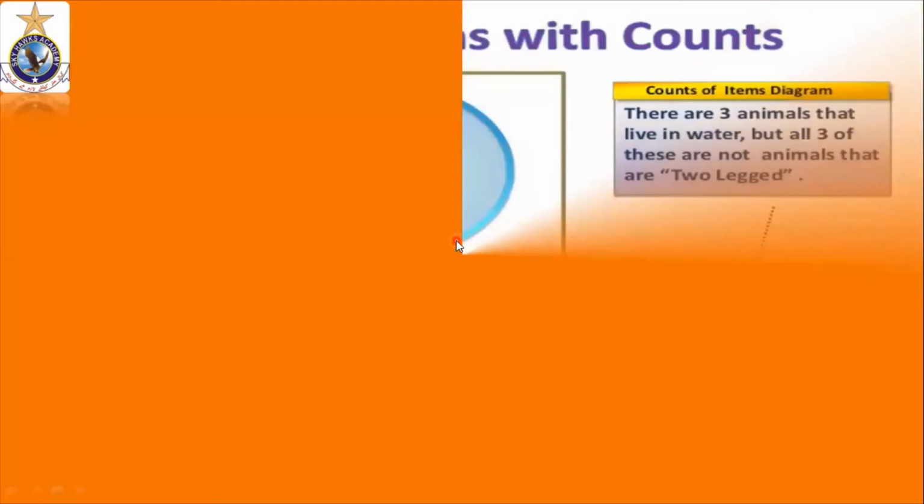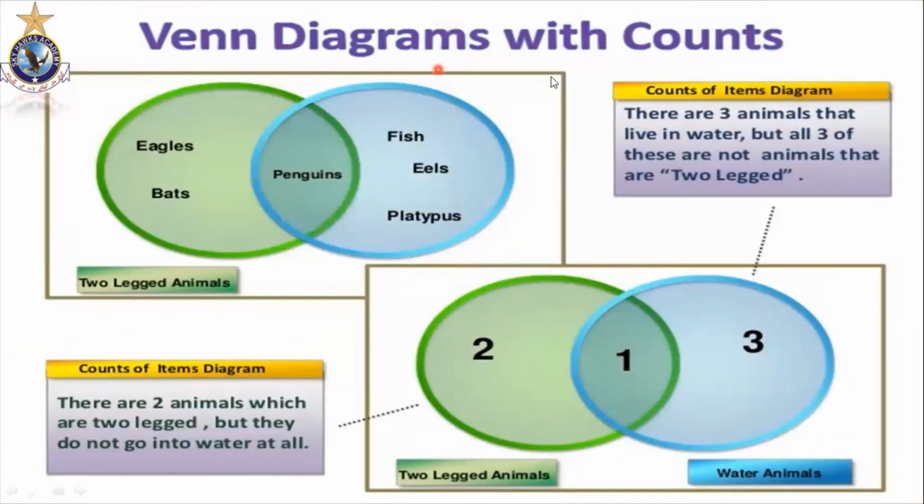So let's see, the next is the Venn diagram with counts. Now we are coming to the numbers, that is our problem, where we talk about numbers to represent the sets. Counts of items diagram. There are three animals that live in water, but all three of these are not two-legged animals. What I mean to say is, in the given set there are only three enlisted, so they don't have two legs.